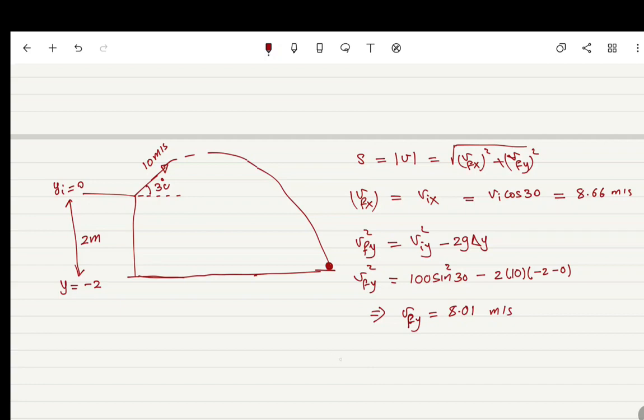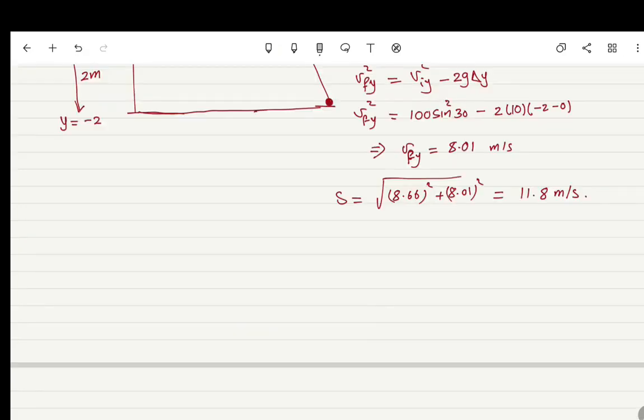You substitute, so the speed here is equal to the square root of 8.66 square plus 8.01 square, and the speed here is equal to 11.8 meters per second. And this is the speed just before it strikes the ground.